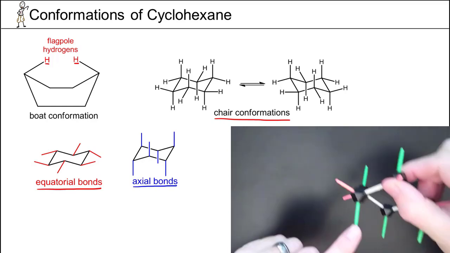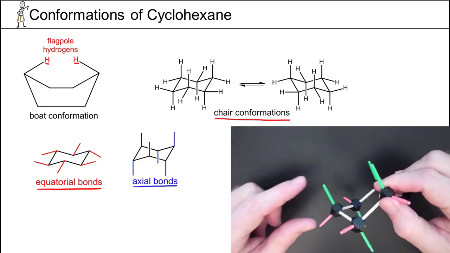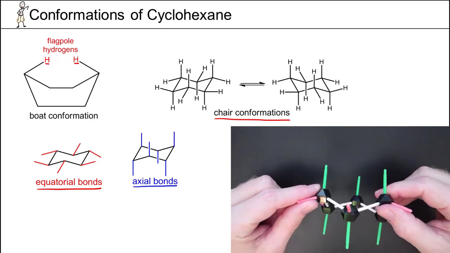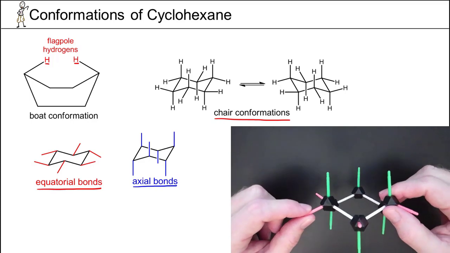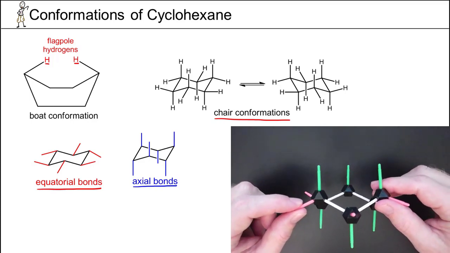Whether or not we look at those is not the biggest concern in the world. Some people just swallow them up and call them 1,3 diaxial interactions. But it is for this reason that it is more stable for a substituent to be in an equatorial position as compared to an axial.